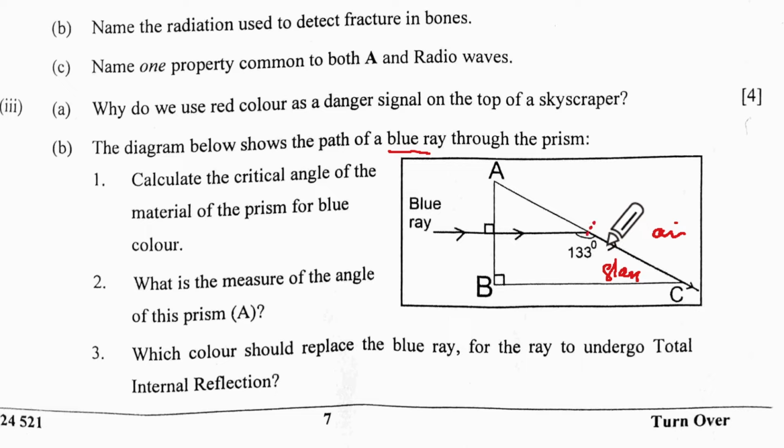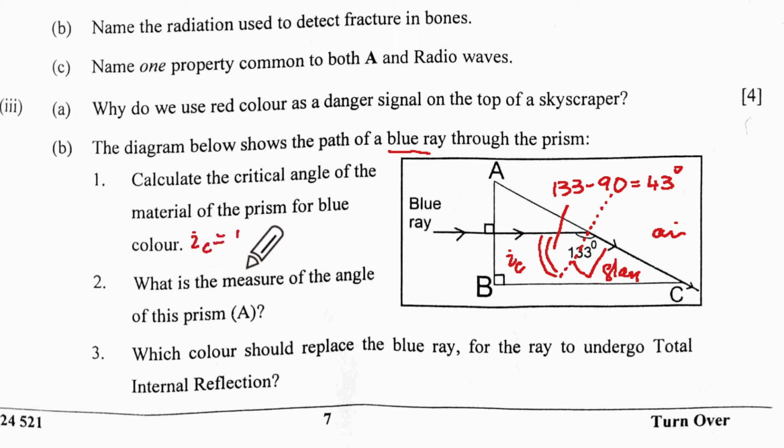So your thinking process is, if we draw this normal, then this much is 90 degrees and this part is going to be the critical angle. And the critical angle is going to be 90 subtracted from 133. So that is going to be 133 minus 90, which is going to be 43 degrees. Calculate the critical angle of the material of the prism for blue color. So here you are going to say that critical angle will be equal to 133 degrees minus 90 degrees, which is 43 degrees.